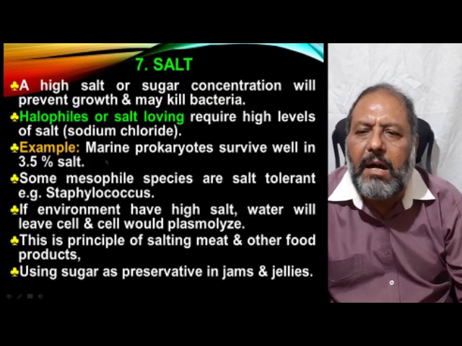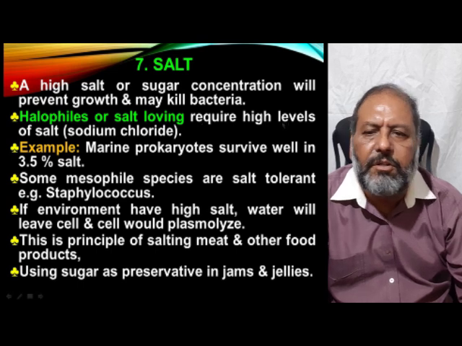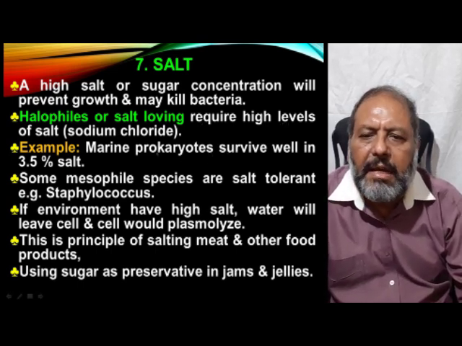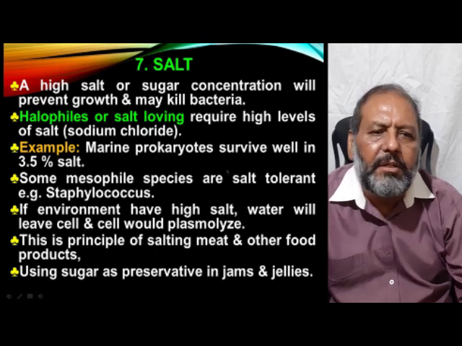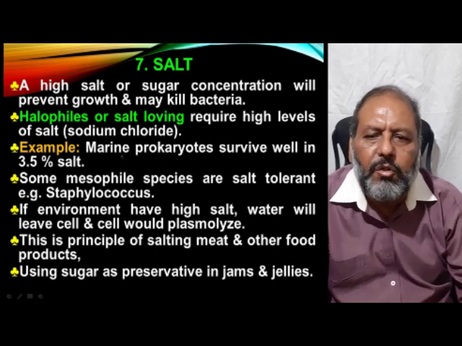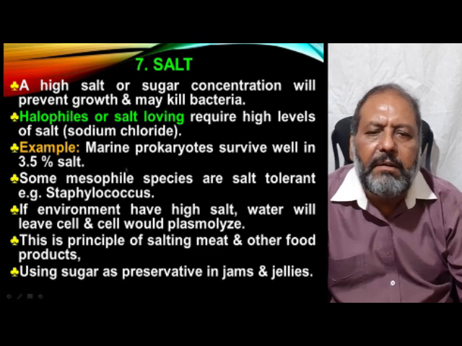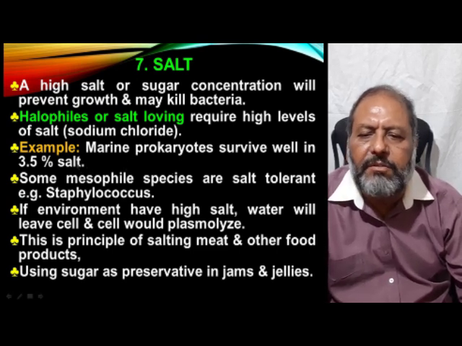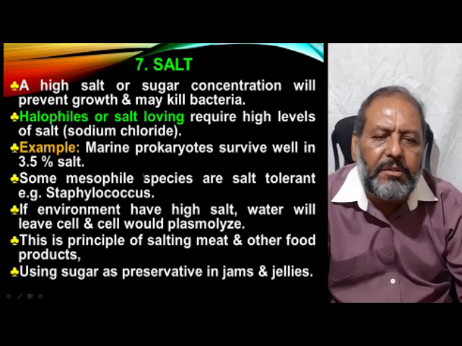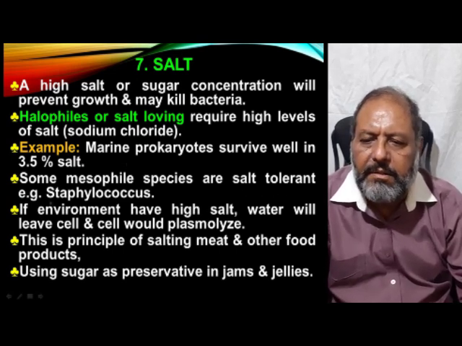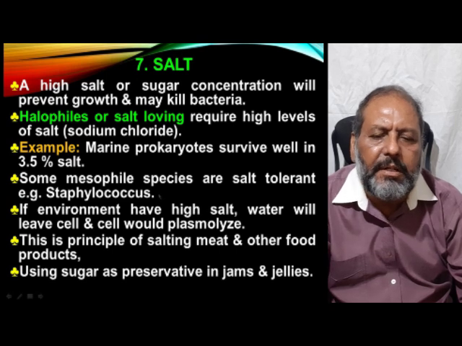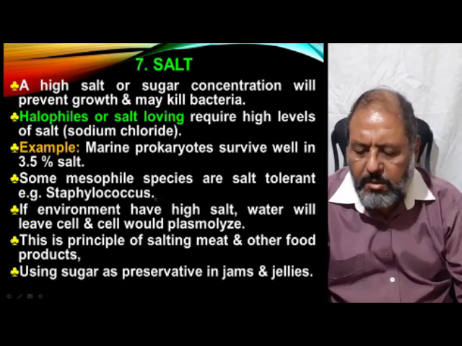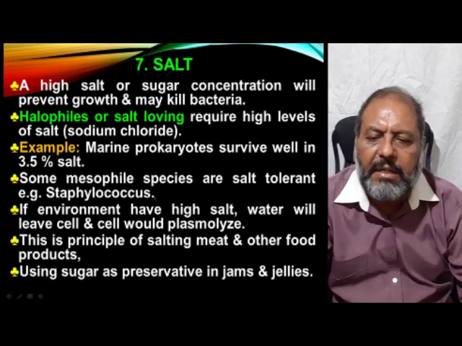Another parameter is salt. A high salt or sugar concentration will prevent growth and may kill bacteria. Halophiles, or the salt-loving, require a high level of salt, sodium chloride. Examples are marine prokaryotes, which survive well in 3.5% salt. Some mesophile species are also salt tolerant, like Staphylococcus. This is a very tough bacterium and it can tolerate the extremes of different physical and chemical factors.